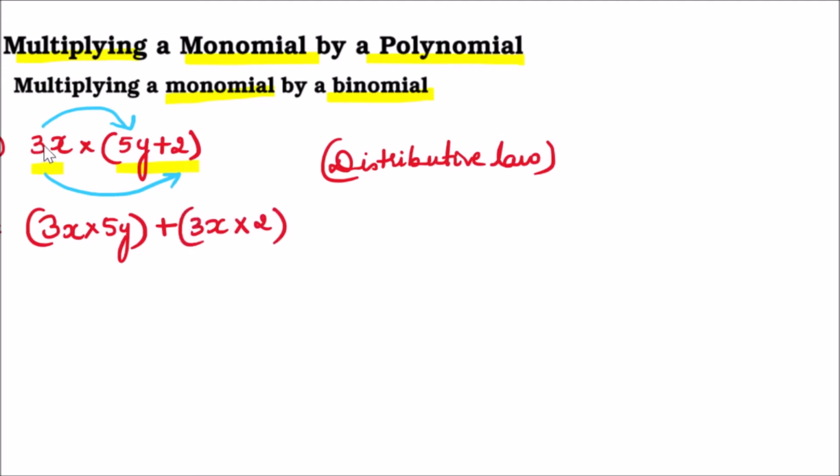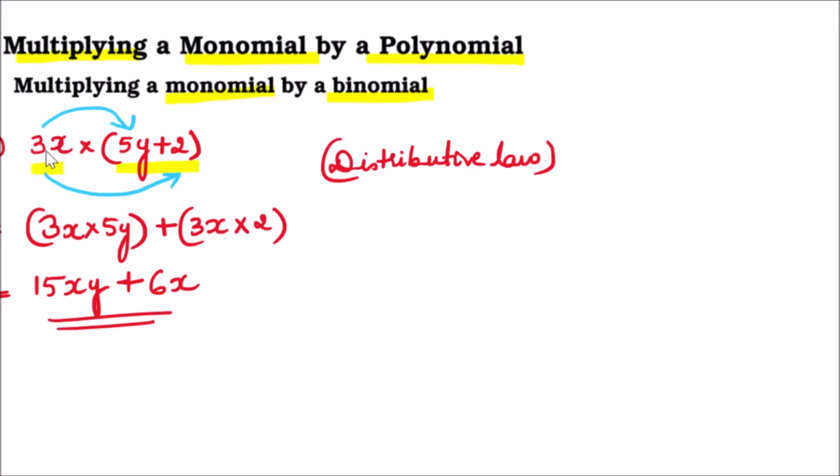Clear? 3x is multiplied to 5y. Then what is the sign here? It is plus. So plus 3x into 2. Okay. So it will be 3 into 5, 3 into 5 is 15. X into y is xy. Then plus 3x into 2. 3 into 2 is 6. X into here there is nothing, that means it is 1. So this is your answer, 15xy plus 6x.